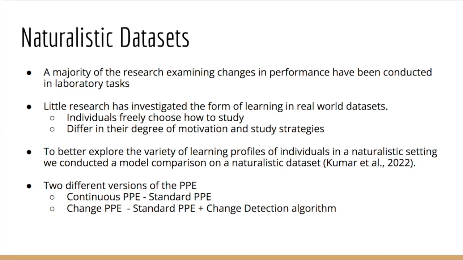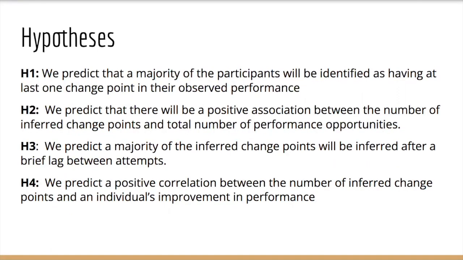For the model comparison, we have implemented 2 different versions of the PPE: a continuous PPE, which was the normal version previously discussed, and the change PPE, which takes the standard predictive performance equation and integrates that with a change detection algorithm. In addition to the model comparison, we made 4 hypotheses about the expected performance of individuals in this dataset. First, we predicted a majority of participants will have at least one change point inferred from their performance.